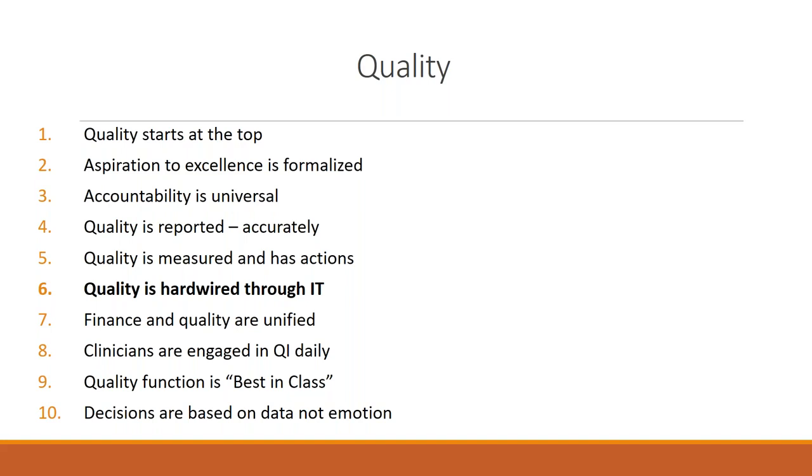Quality function is best in class. It is really being used to brag about your quality steps and your initiatives. You want to be best in class. That's going to be what helps draw attention to your centers, your sites, and helps gain more business from your outlying physicians and internals. And decisions are based on data, not emotion.